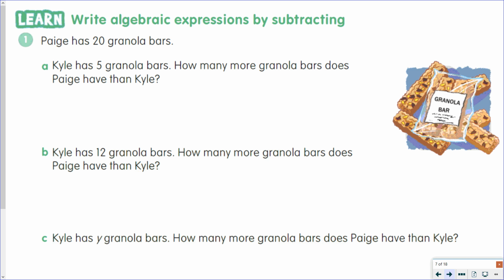So we know that Paige has 20 granola bars. How many more granola bars does Paige have than Kyle? So we take Paige's and subtract Kyle's. So 20 minus 5.